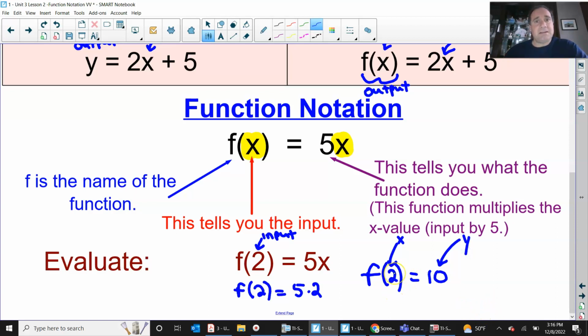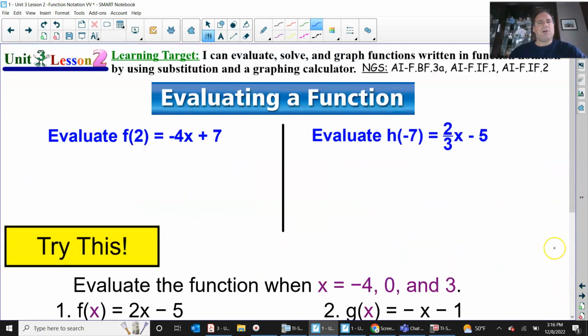So when you substitute x in as 2, the y, the output, is 10. If you were going to put this in coordinate form, it's (2, 10). The x is 2, the y is 10. That's it. So, evaluating functions.